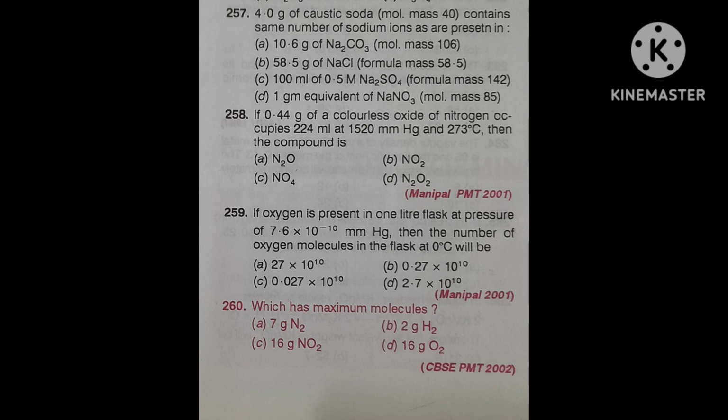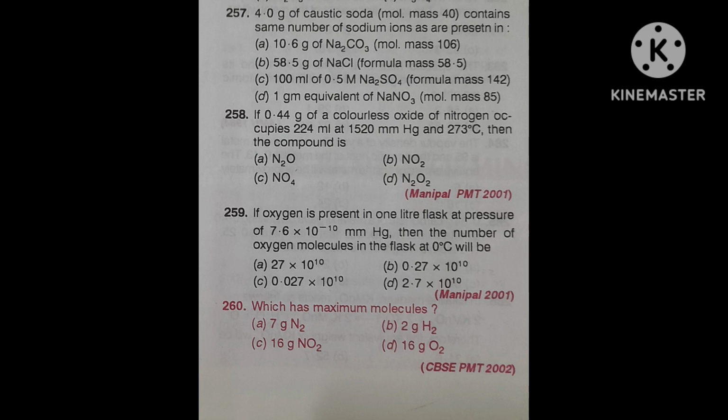4 gram of caustic soda, molecular mass 40, contains the same number of sodium ions as are present in: first option, 10.6 gram of Na2CO3, molecular mass 106; second option, 58.5 gram of NaCl, formula mass 58.5; third option, 100 ml of 0.5 M Na2SO4, formula mass 142; and option 4, 1 gram equivalent of sodium nitrate, molecular mass 85.